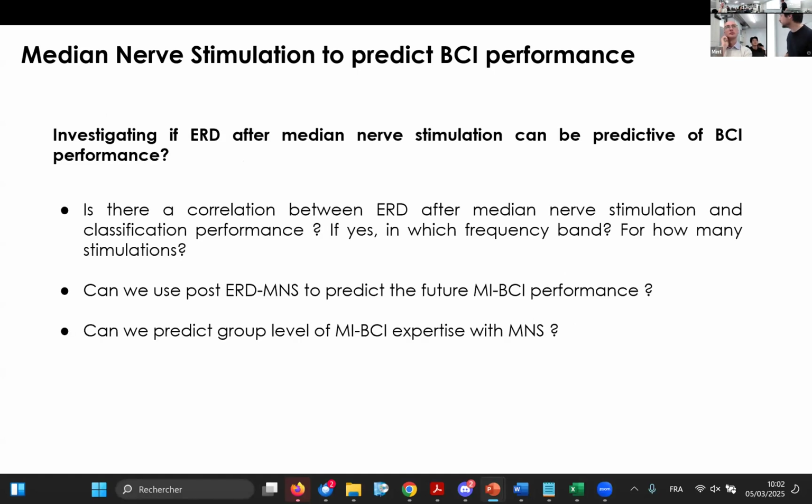So in this study, we will try to check three different questions. The first question is, is there a correlation between the ERD feature after the median stimulation and BCI performances? The second question is, can we use this ERD feature after median stimulation to predict BCI performances? And finally, can we try to predict the group level of motor imagery BCI expertise with median stimulation?